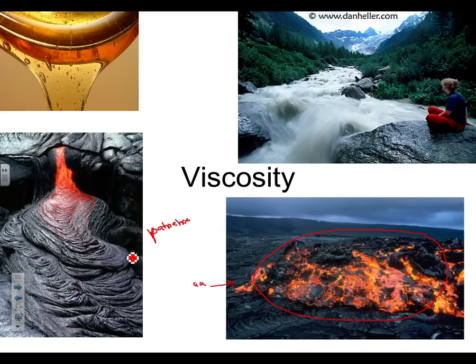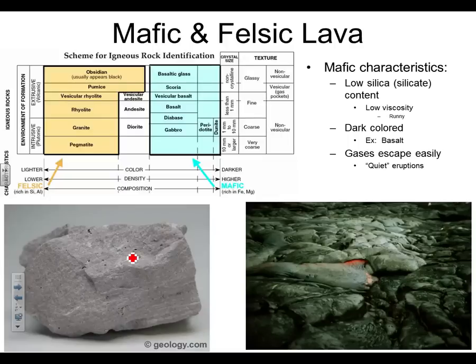Now, let's talk about this lava specifically so we can get to whether it's going to be a quiet eruption or a violent one. There are two main types of magma or lava, mafic and felsic. Hopefully you talked about these last year, so you know a little bit about the differences between mafic and felsic. They're both igneous rocks, obviously. They're coming out of volcanoes.